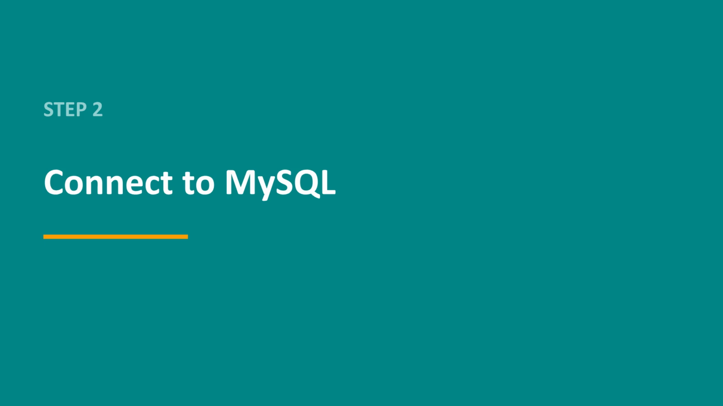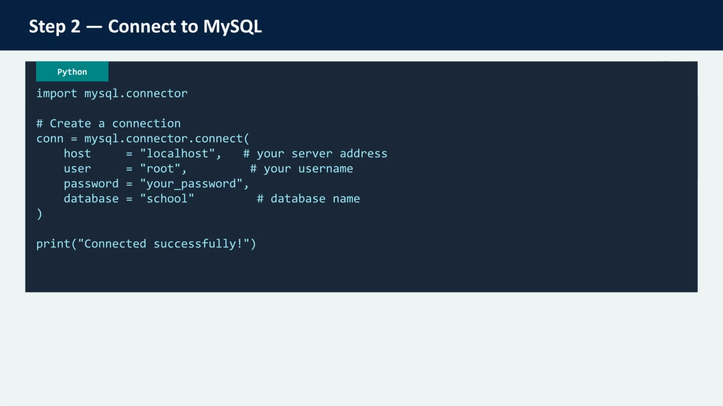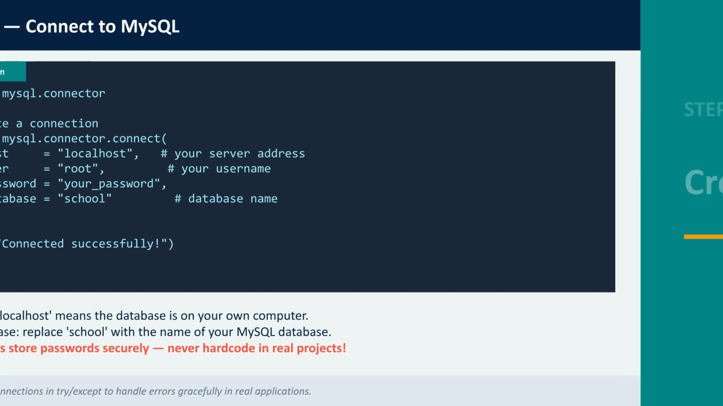Step 2 is connect to MySQL. We can now open a connection from our Python script to the database. Use the mysql.connector.connect function with your host, user, password, and database name. The output "connected successfully" confirms the connection.